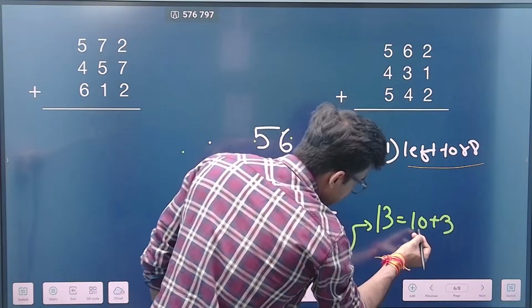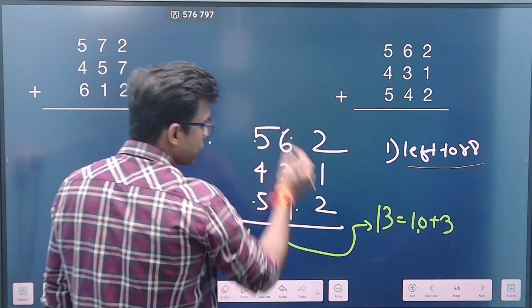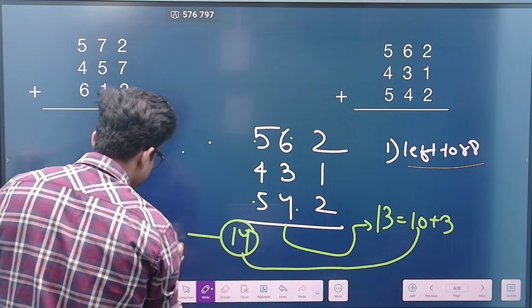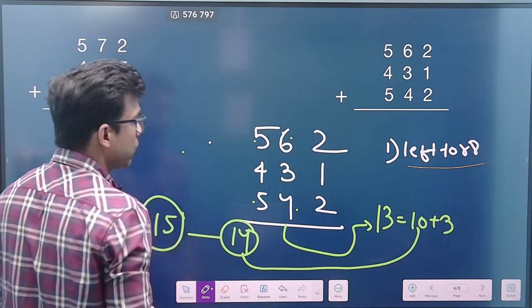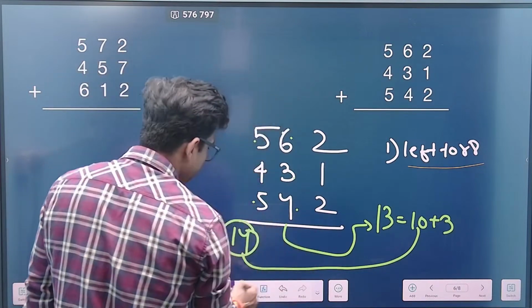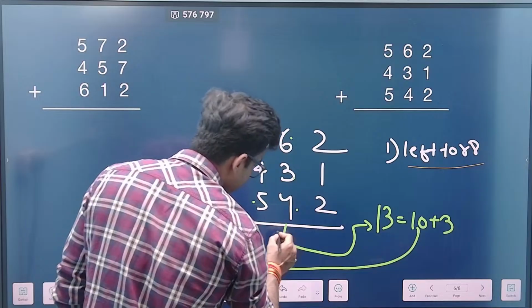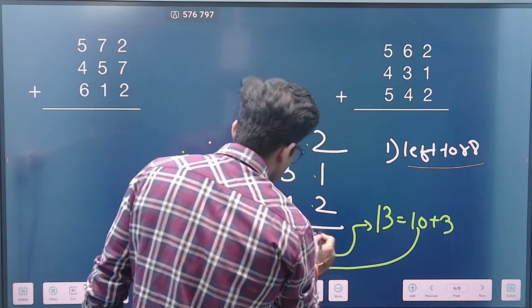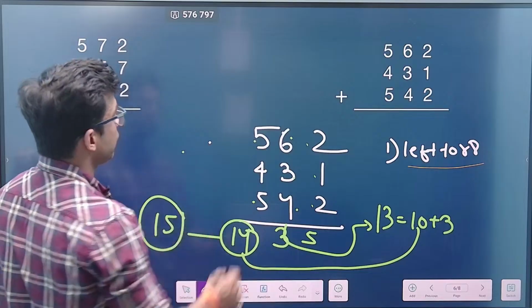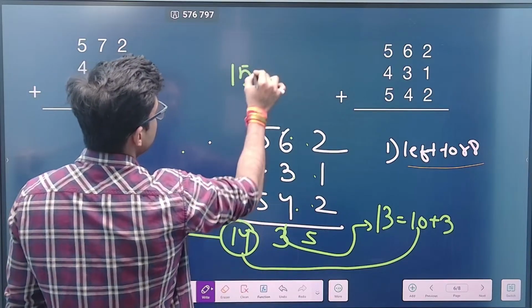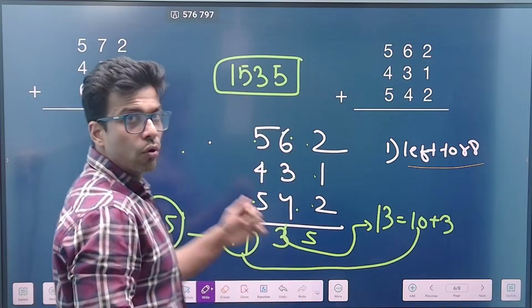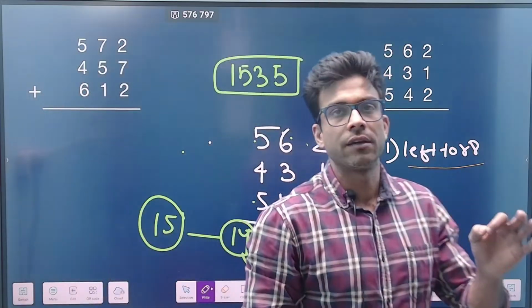This 10 will switch here. If this 10 switches here, this 14 becomes 15, correct? Now 3 will be adding up here, so you can write down 3 here because 3 is left. Now 2, 2, 4, 1, 5. So my answer is 1535. The answer is 1535. This is a second process, but don't go for a traditional way.